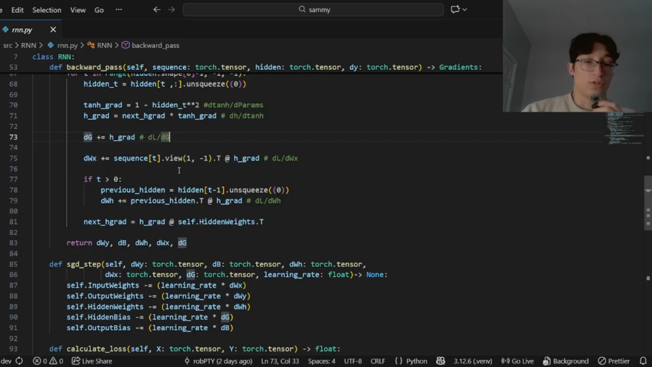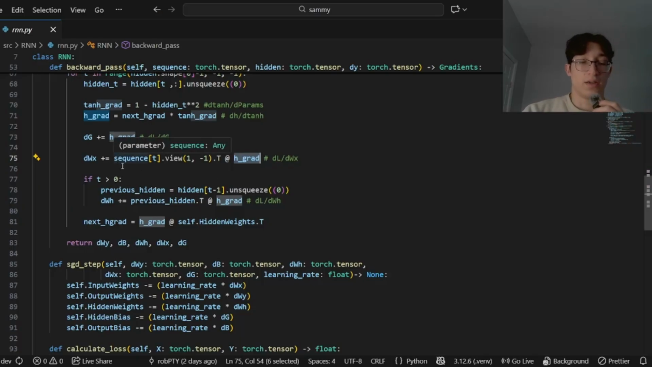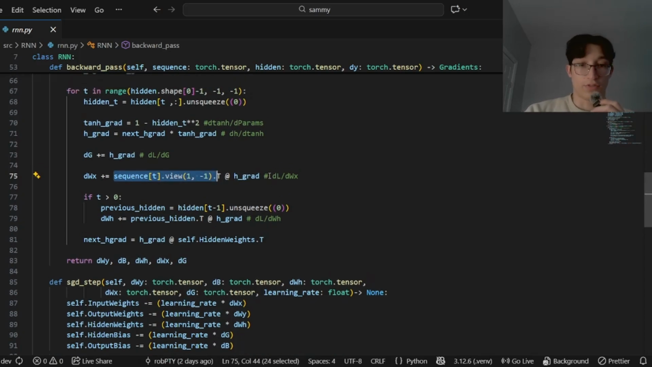Then we can move on to calculating the partial derivative of the loss with respect to the input weights, and that's actually very simple since we already have this h grad. This h grad is basically containing all the chain ruled values up to this point. If we refer back to that last screen I showed you with the formulas, the only thing that's missing is x of t, and the sequence at time t is x of t. So we can just multiply this and add it to our derivatives.